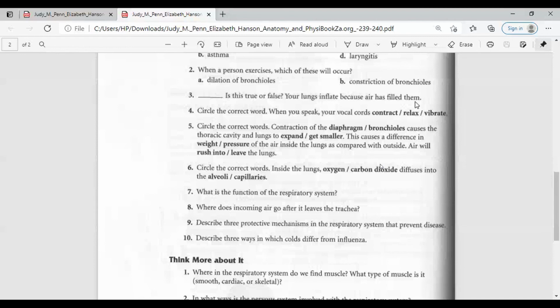Don't worry. Huỳnh Thị Diệu Vi. I'm here, teacher. Okay, so can you speak a little bit louder? Can you choose the first one for me? Contraction of what? Diaphragm or bronchioles? Diaphragm. Yes. Contraction of diaphragm causes the thoracic cavity and lungs to expand or get smaller? Get smaller. Are you sure? Okay. I couldn't hear you clearly. You can mute yourself now. Let me call another student.